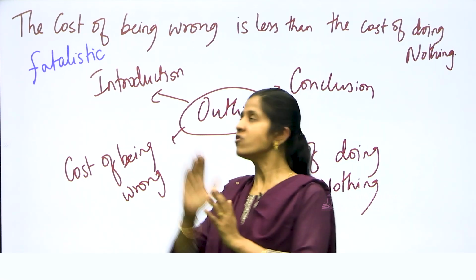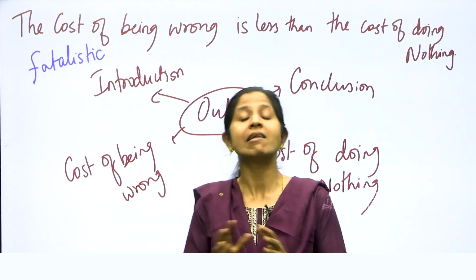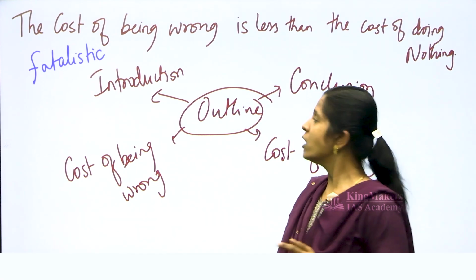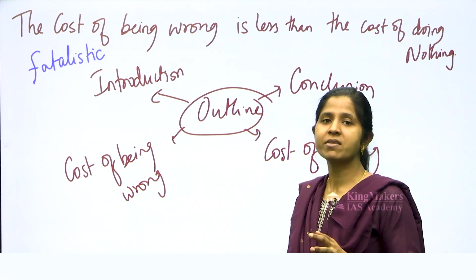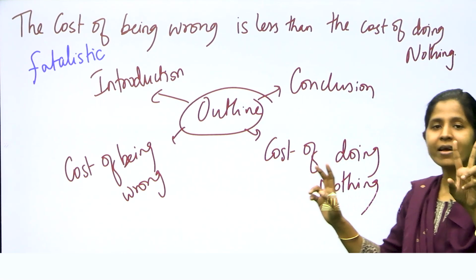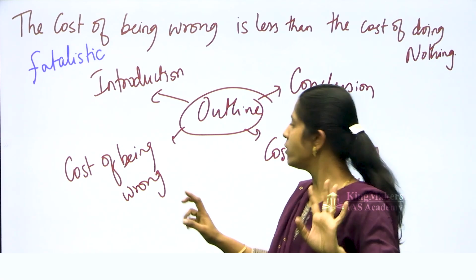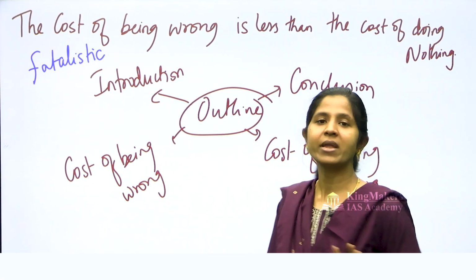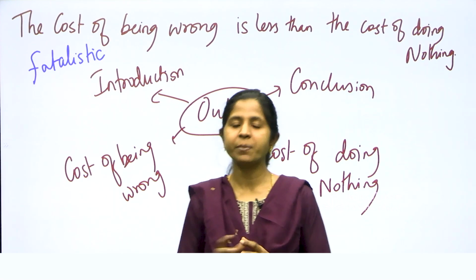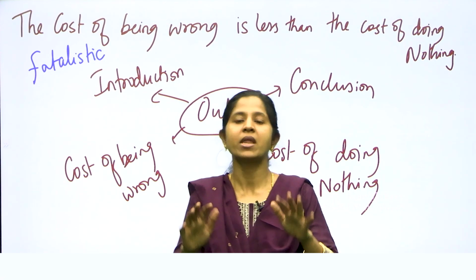But let's talk about this topic: the cost of being wrong is less than the cost of doing nothing. So here they are comparing doing nothing with being wrong. Let's talk about the outline of this essay, with the introduction, conclusion, and only two simple things in the body: the cost of being wrong and the cost of doing nothing. Very simple. But we have to bring dimensions, we have to bring examples, and we have to connect and compare these two things. That's very important.